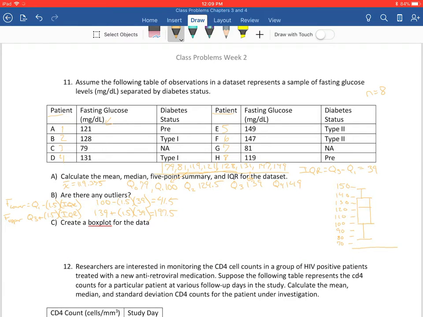So are there any outliers? Well, are there any values less than 41.5? No, our lowest value is 79. Are any values above 197.5? No, our highest is 149, so there are no outliers.